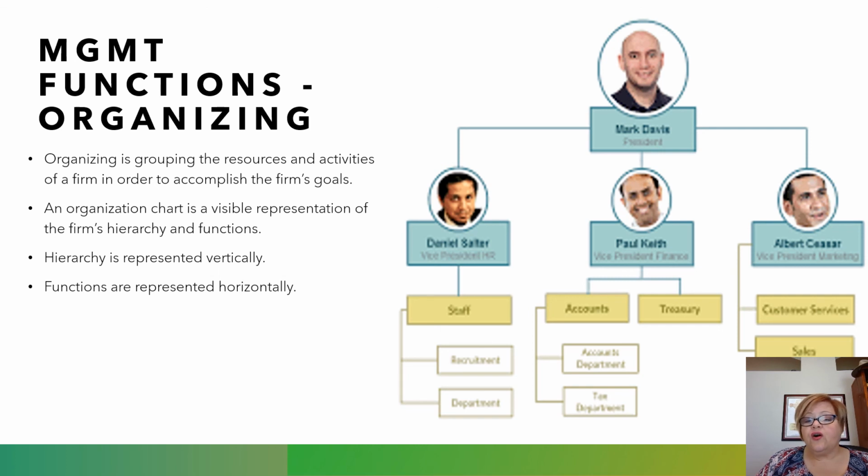And if we look across the organization chart, we're seeing the functions that are represented in this company. HR, finance, marketing. We see recruitment, accounts payable, sales. So looking across the board is very, very helpful as well.